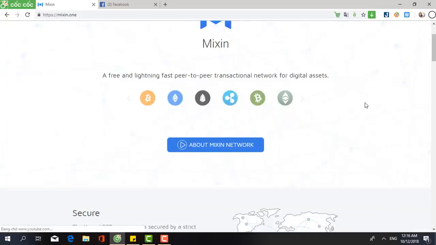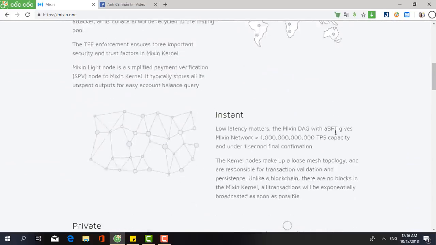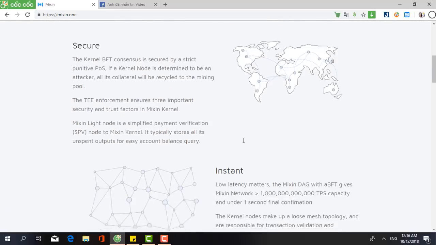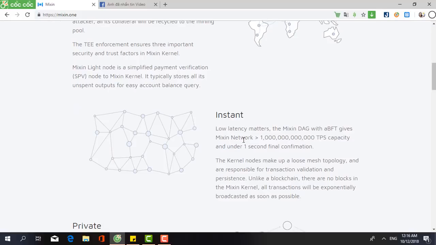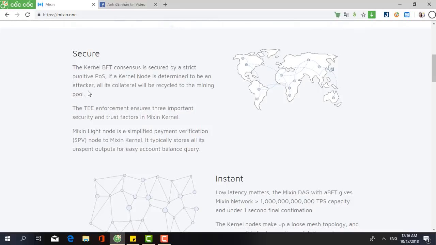As you can see through the video, there are many significant functions of Mixin Network that bring a large number of benefits for the users. Now I am talking about the four significant features of Mixin Network. The first one is secure. The kernel BFT consensus is secured by the strict punitive POS.